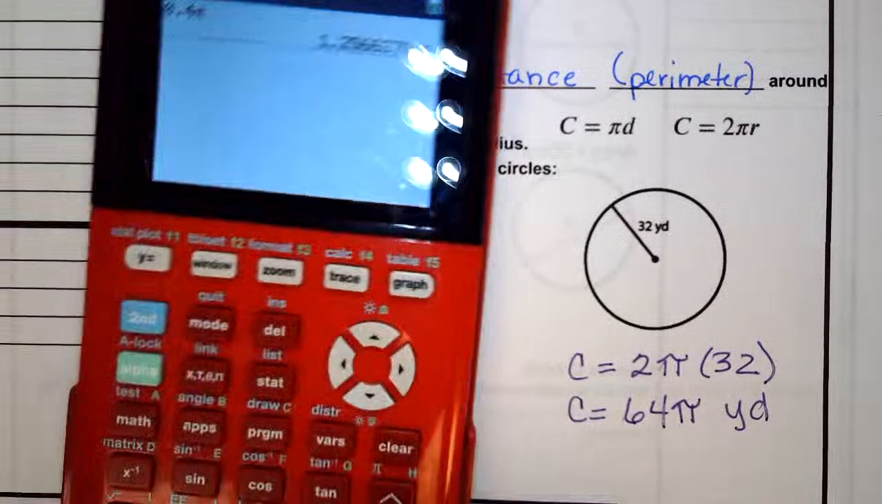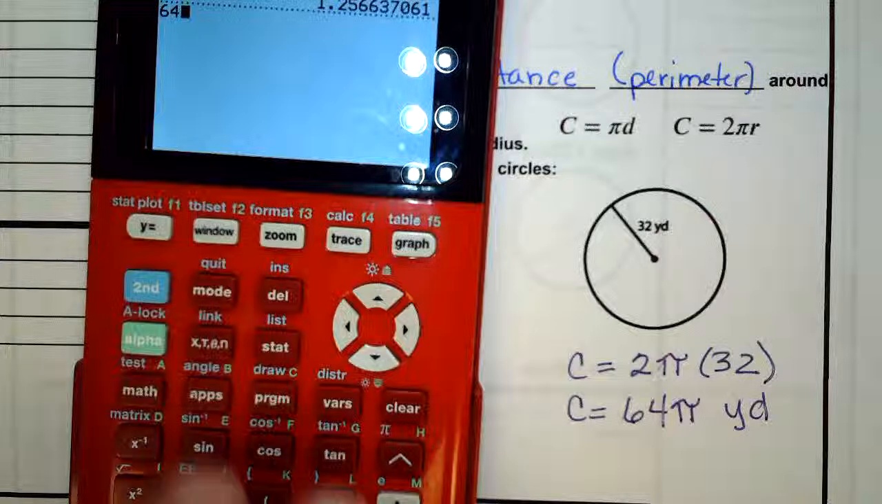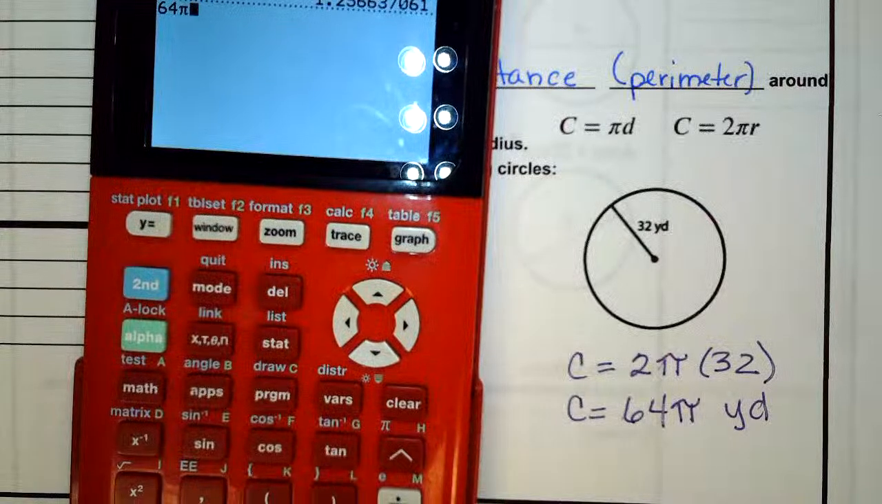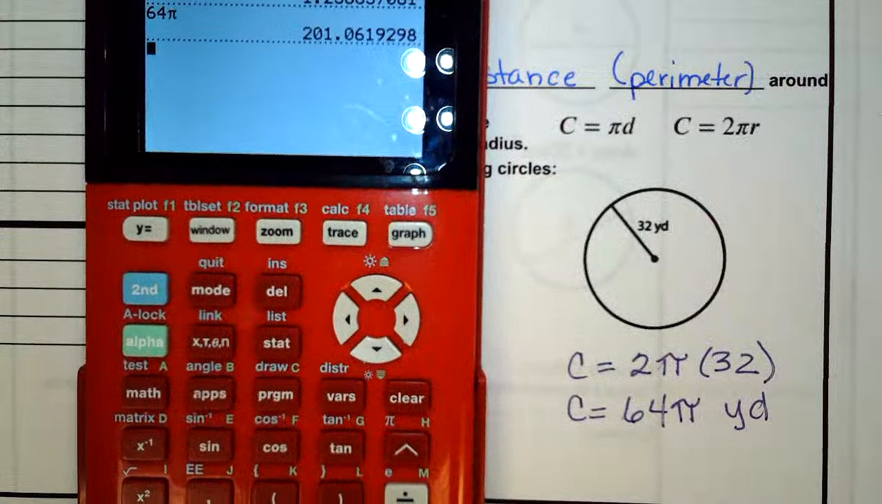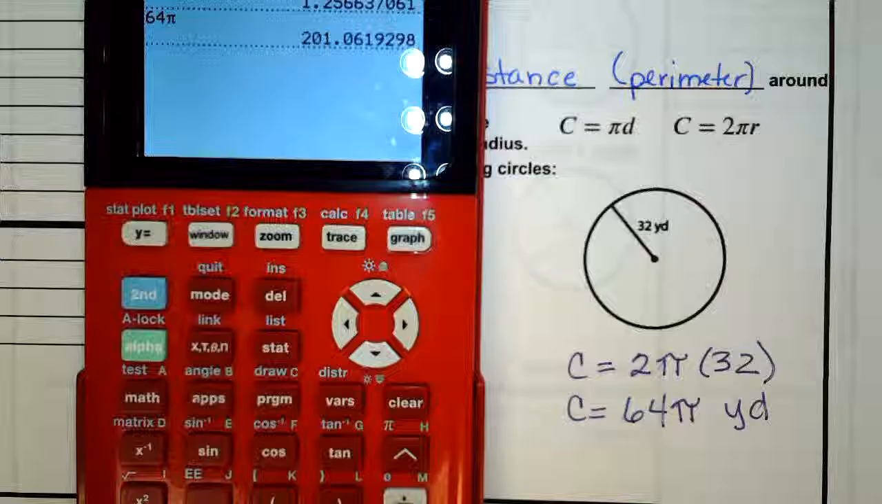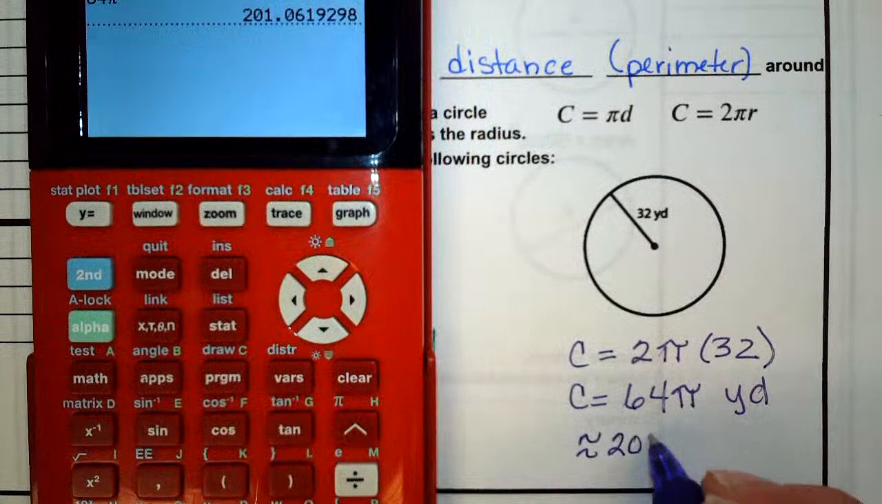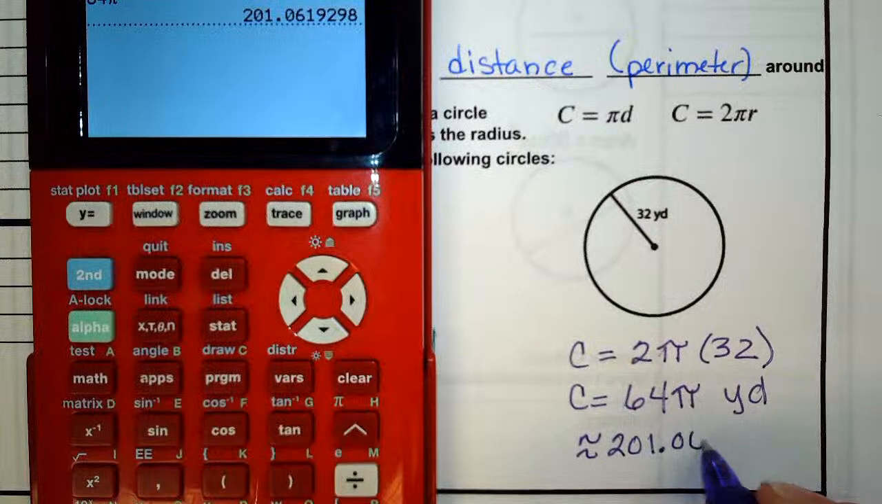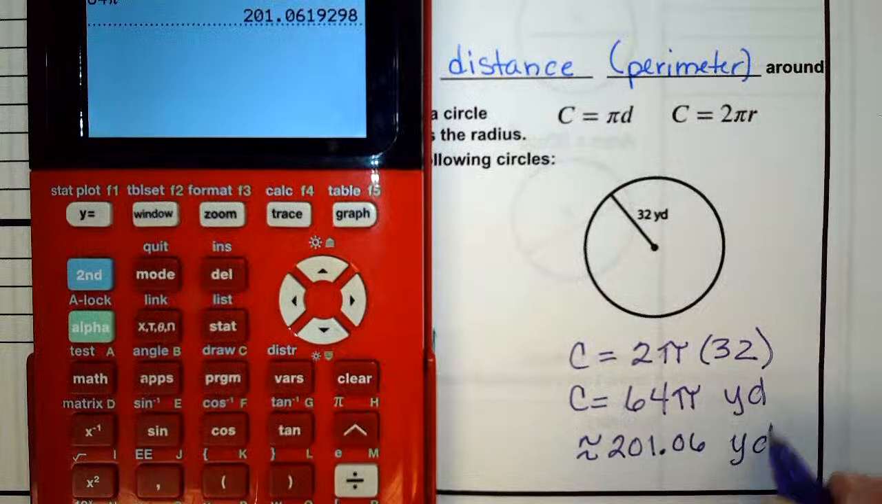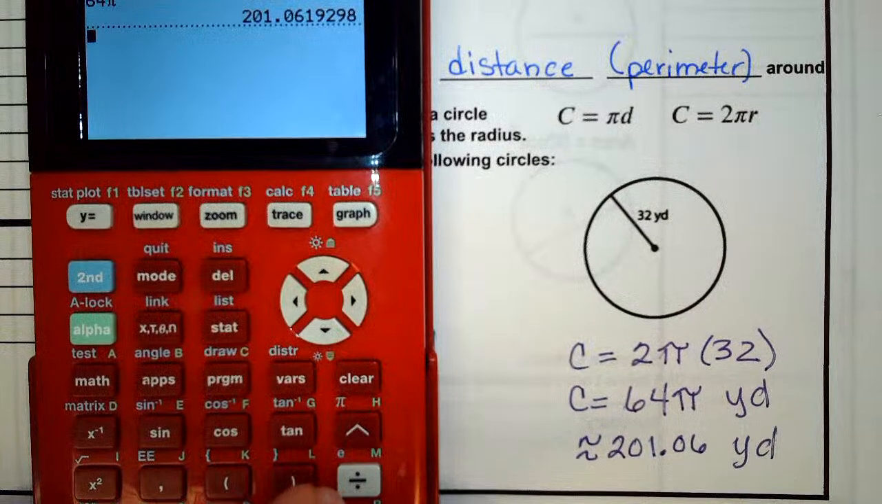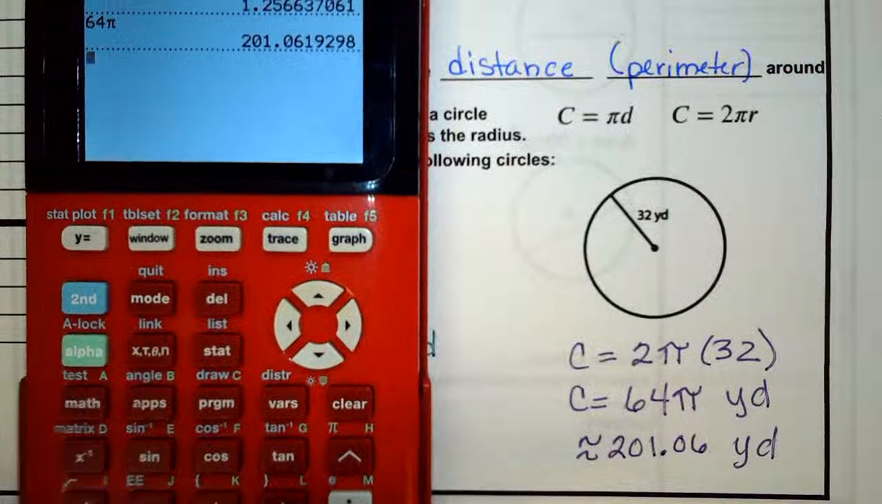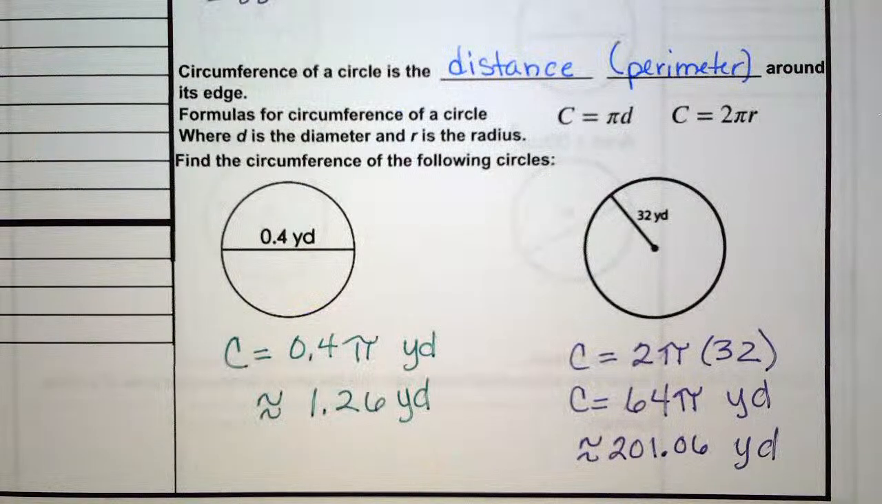If we want the approximation, we will type in 64 and then grab the pi symbol, and we get 201.091. So this is approximately 201.06 yards. Hopefully that was a little bit of a review, nothing new.